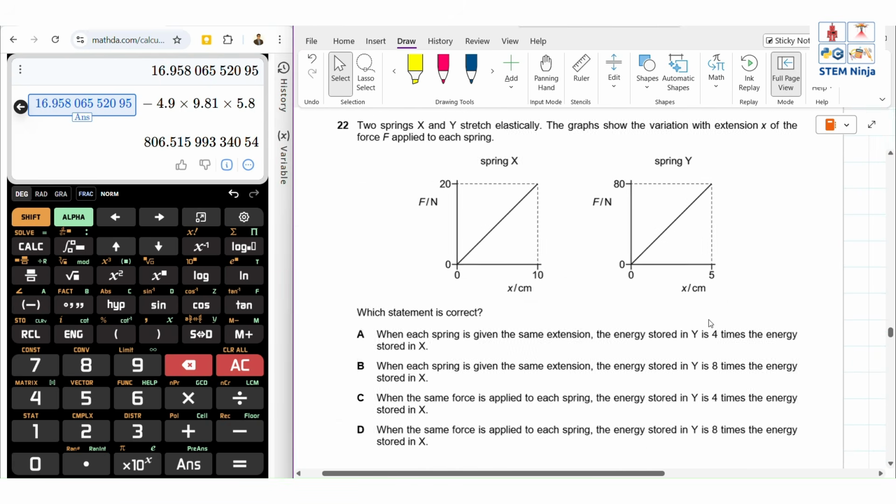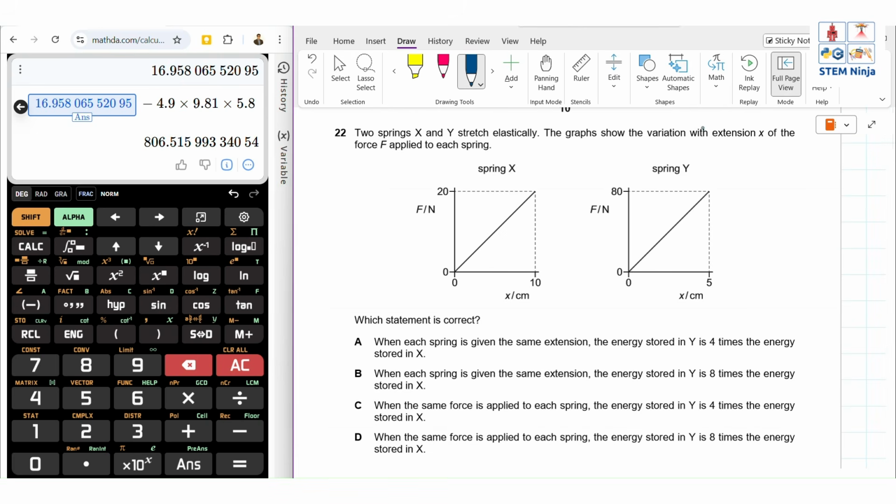Two springs, X and Y, stretch elastically. The graph shows the variation with extension X of the force applied on each spring. Which statement is correct? Okay, when each spring is given the same extension, the energy stored in Y is 4 times the energy stored in X. Okay, so this is about the energy, so we need to know the energy stored in the same extension or the same force.